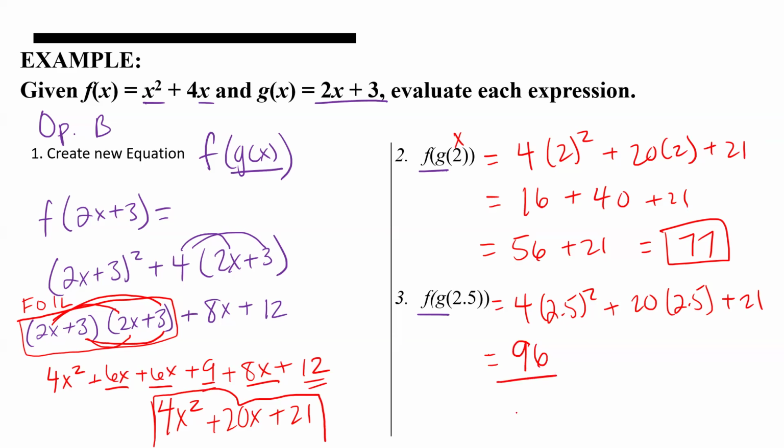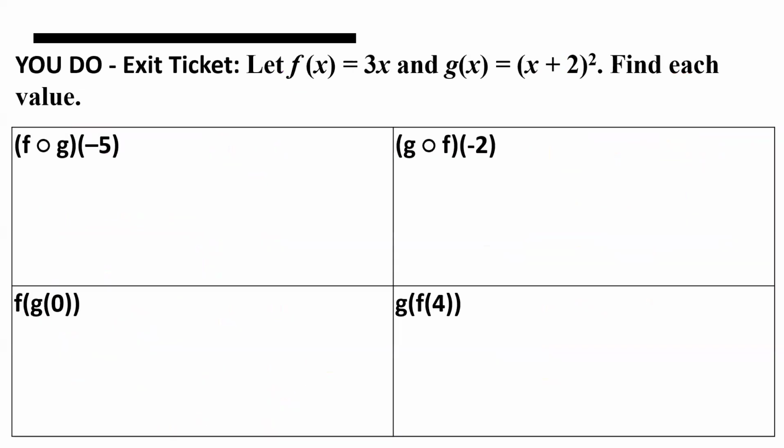Okay. All right. So you have your exit ticket. On your exit ticket, you have F composed of G and G composed of F. You can use either method. I do not care. If you are an option A person, then you do option A. If you're an option B person, then you do option B. You're going to complete this, and then put your answers in Canvas, and it'll tell you if you're right or wrong. So don't ask me, am I right or wrong?